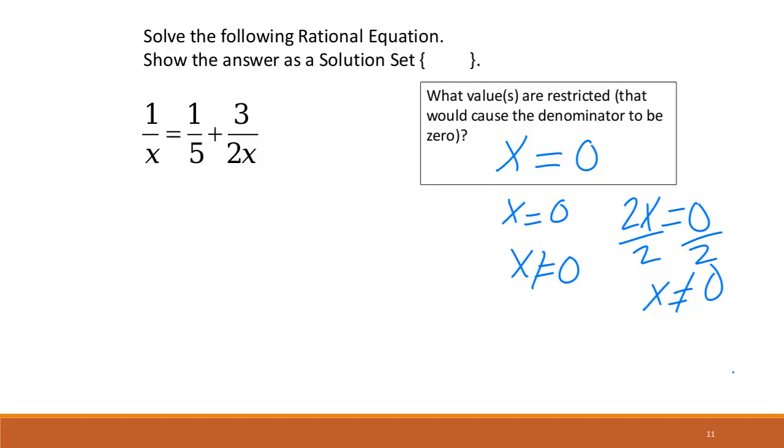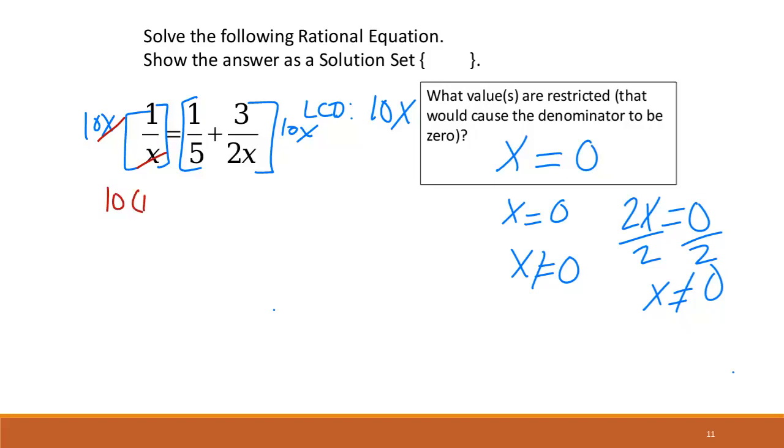So with that being said, now we can find a least common denominator and solve this very similarly to what we were working on before. So our least common denominator here, if we have a 2x, a 5, and an x, is going to be 10x. So I'm going to multiply both sides by 10x. So here, we'll see that the x's will cancel, and we'll be left with 10 times 1.